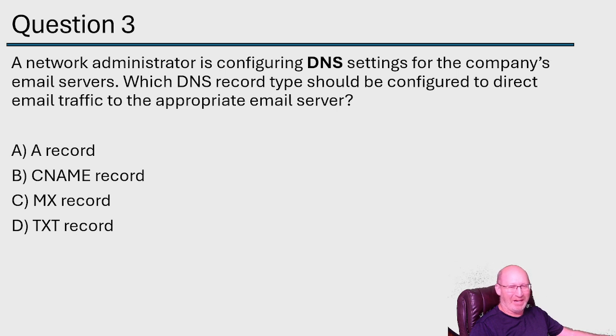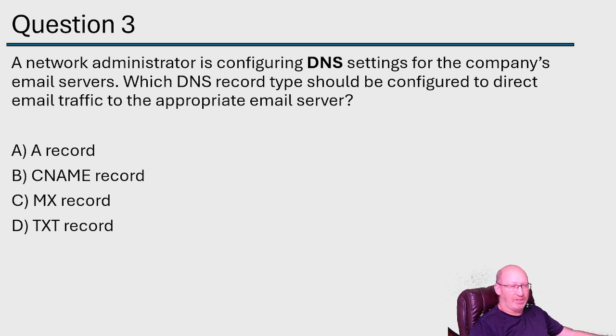I'm trying not to give the answer away as we're going through this, right? And so just be aware. You need to know the different record types. You need to know what an A record is, a CNAME, an MX, and a TXT record. And don't worry, we're going to tell you as we go through this. Okay, I'm going to stop rambling.